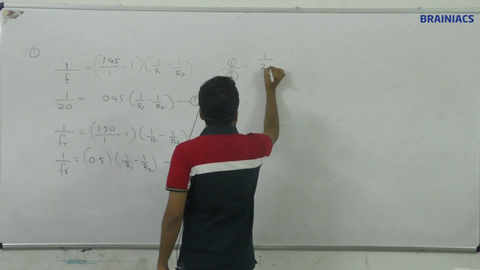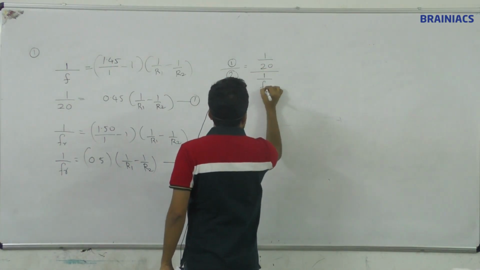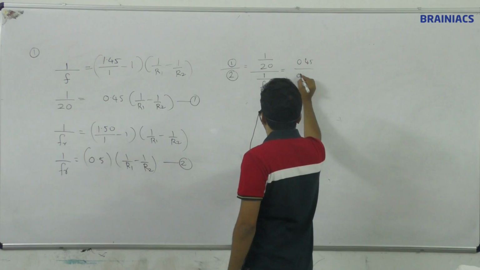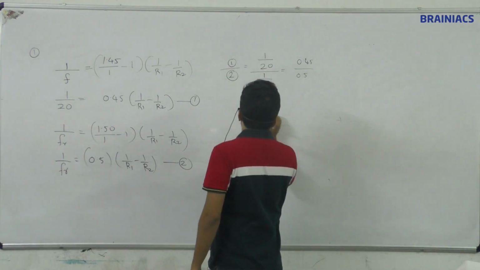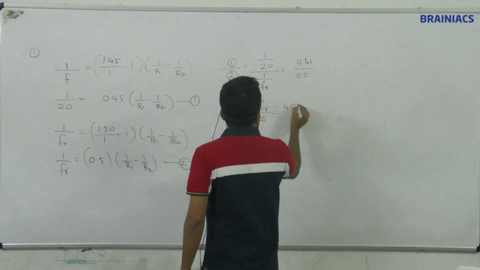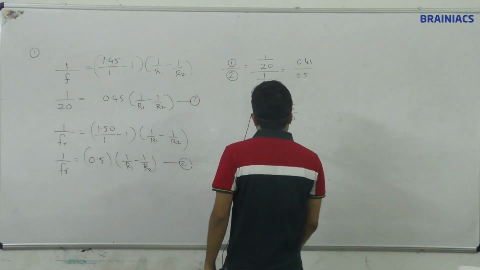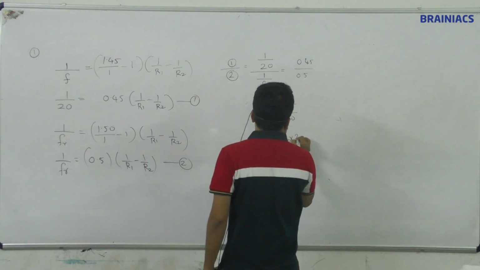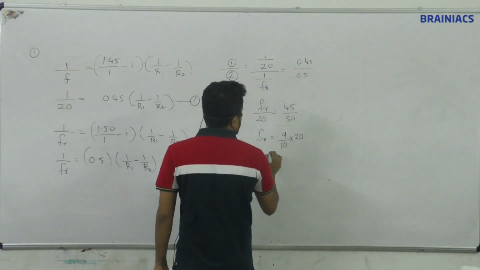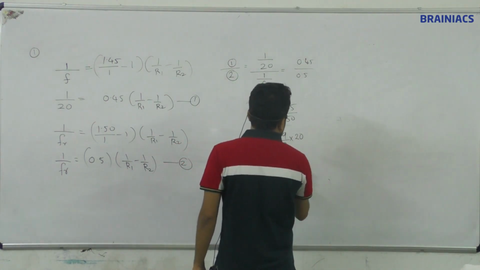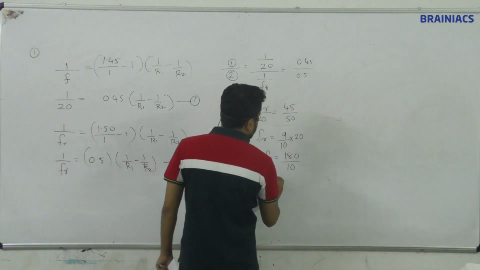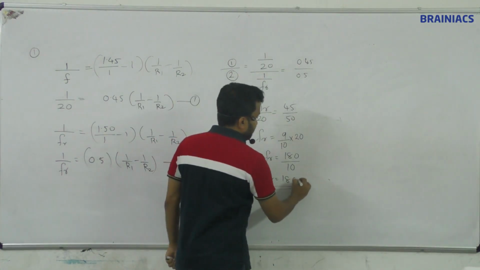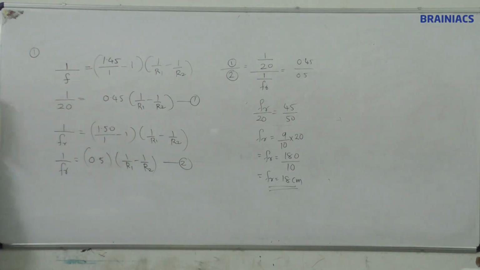So 1 by 20 divided by 1 by FR equal to 0.45 divided by 0.5. FR divided by 20 equal to 45 divided by 50. So FR equal to 9 by 10 into 20, FR equal to 180 divided by 10. So FR equal to 18 centimeters. Got it?